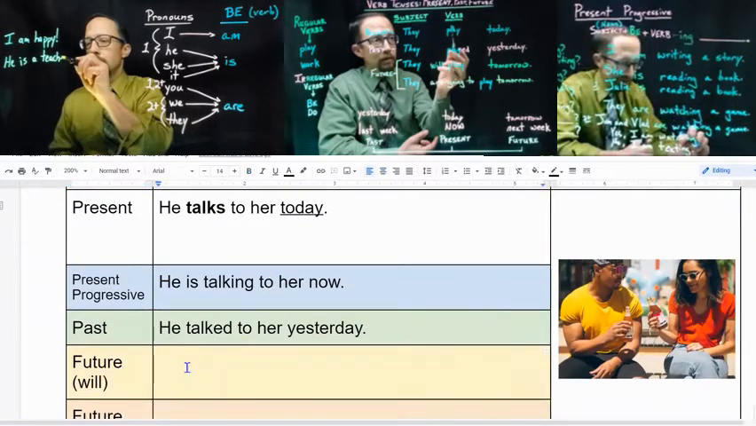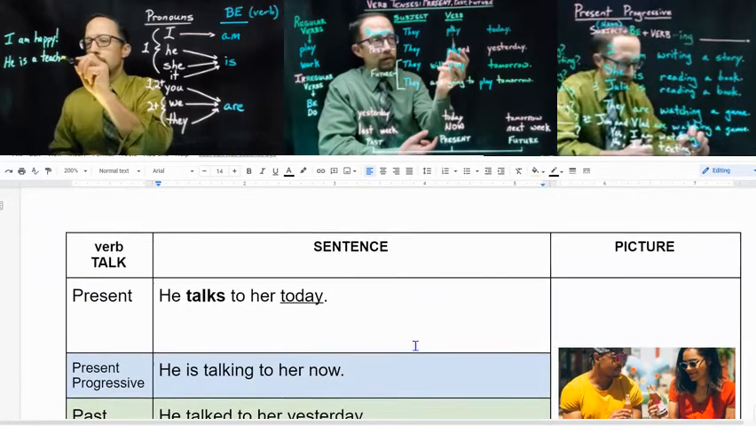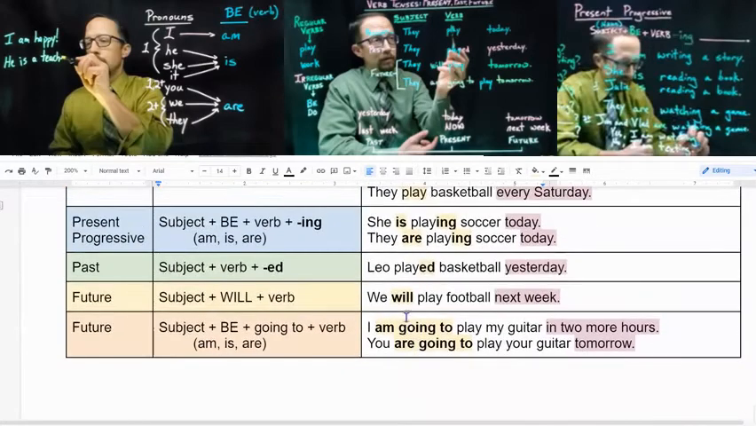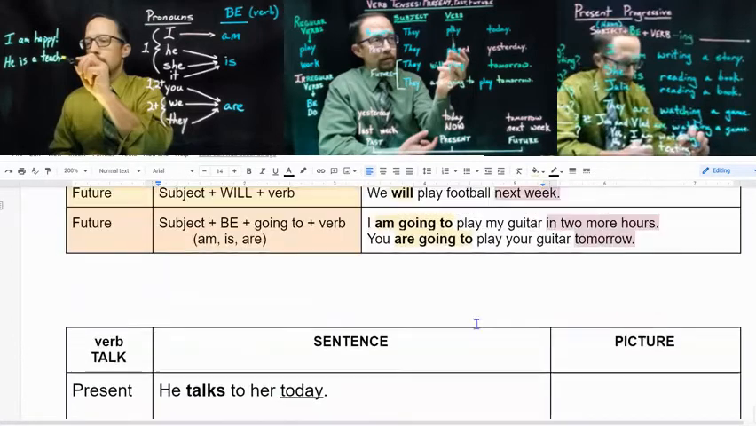Now we have the talk verb, and for the future, take notes. You can copy, work with me. You say he will talk to her. We're on our future tense. We will play football next week. Let's say he will talk to her next week. Remember the pattern.